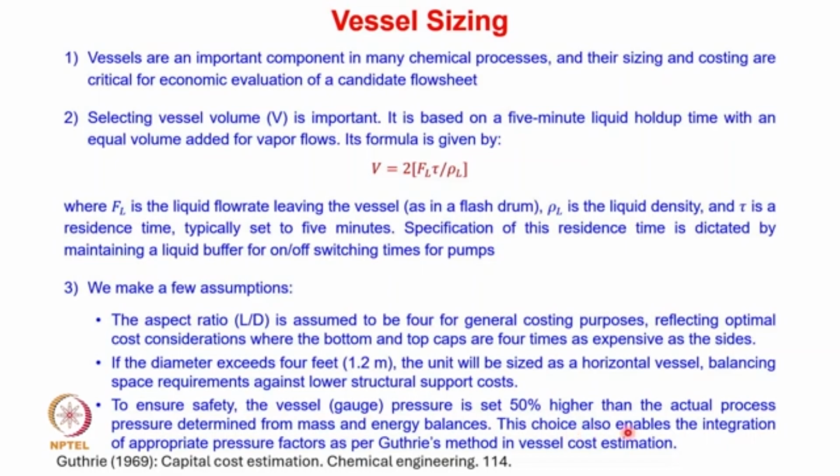So this choice also enables the integration of appropriate pressure factors as per the Guthrie's method in vessel cost estimation. So there is a book by Guthrie which is capital cost estimation. So there how we can calculate the cost of different equipment is given, or different process vessels is given. So we can find out the cost calculation from this particular book.